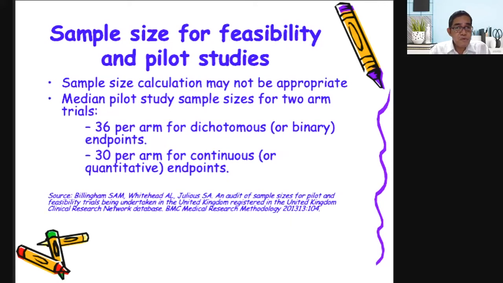Now, for feasibility and pilot studies, again, sample size calculation may not be appropriate, but we can have a median sample size for pilot studies for 2-arm trials. If the outcome is dichotomous, presence or absence, we can have 36 per arm, or 30 per arm for quantitative outcomes, that is, if the outcome is continuous.